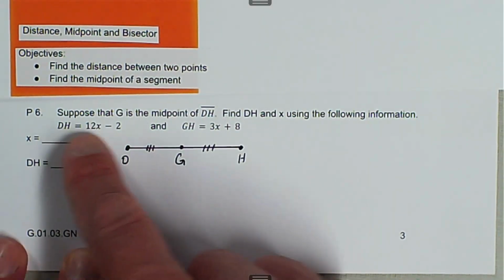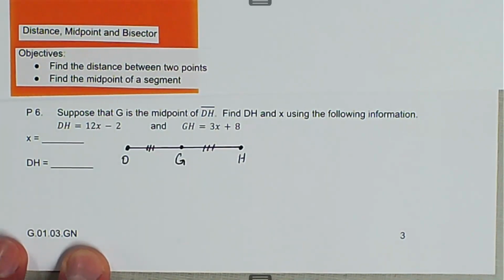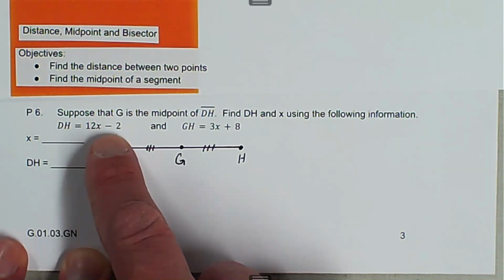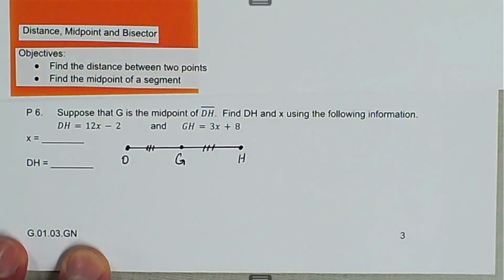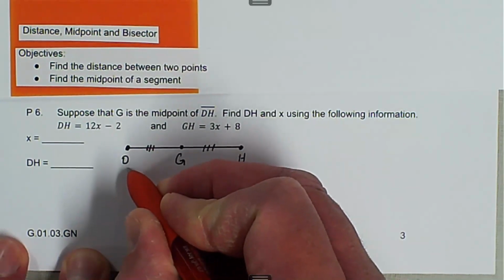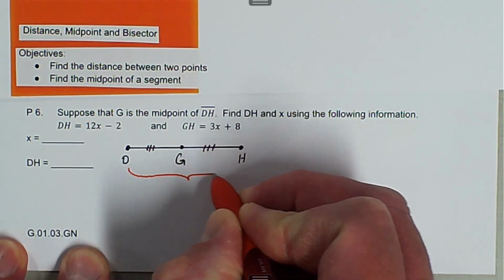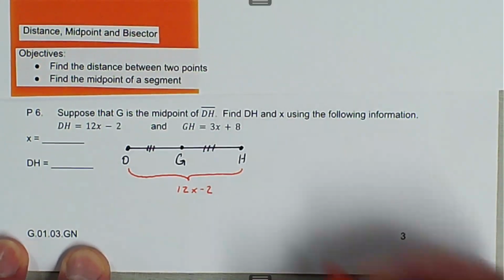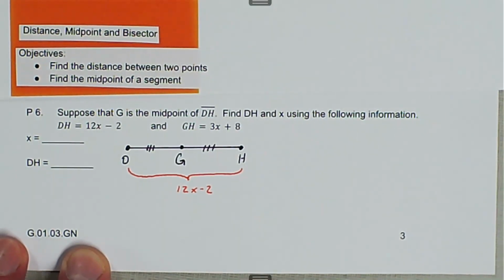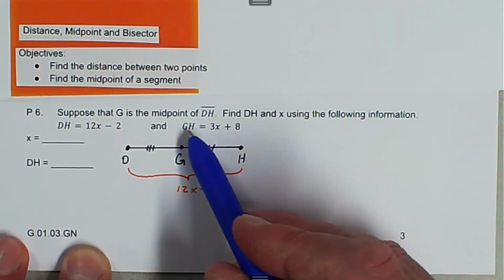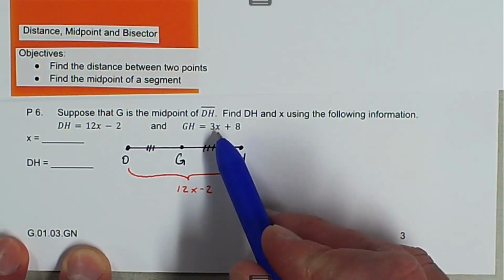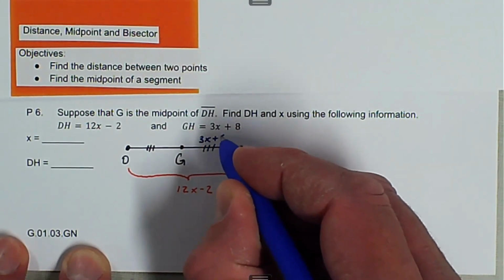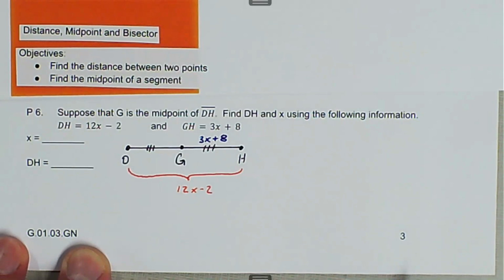The next thing I want to do is substitute in the values that I was given. So we were told that DH is equal to 12x minus 2. So DH is the whole thing. So I'm going to use this bracket to show that it's the whole thing. And I'm going to put 12x minus 2. Then we're told that GH is equal to 3x plus 8. So I'm going to put 3x plus 8 between the G and the H.